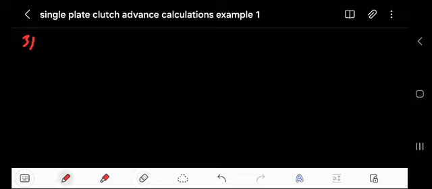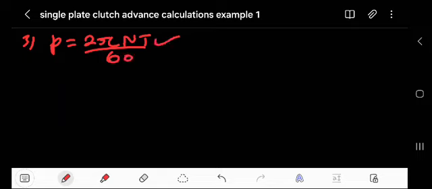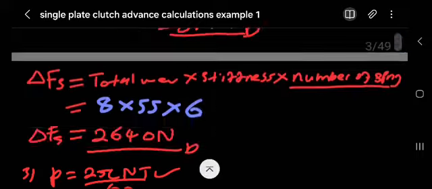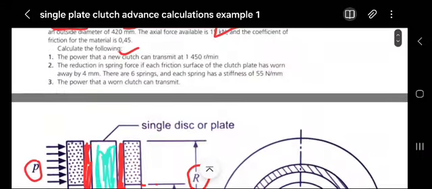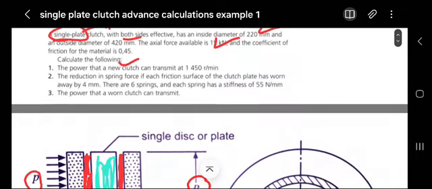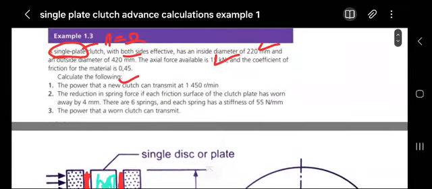Then we know that power actually is 2 pi n T, isn't it? That's what I know. I'll write over 60. So we simply want the torque. We cannot calculate it without finding a torque. Must have a torque. Are we given n? The number n. Where is n here? Yeah, n is here on this paper.